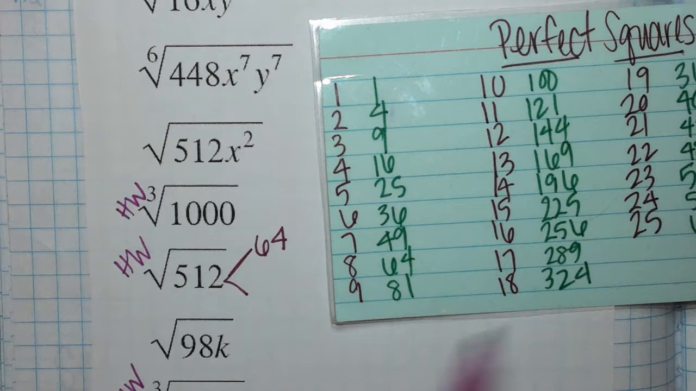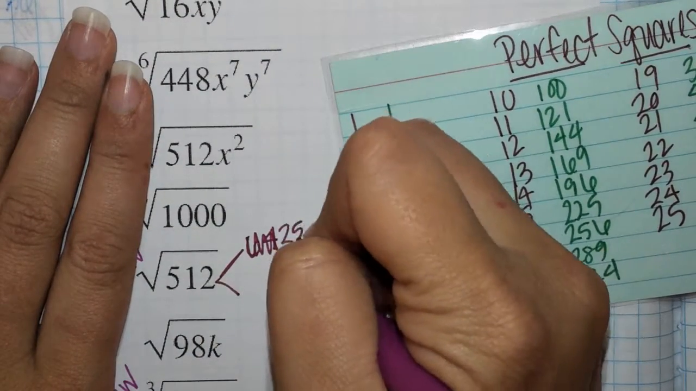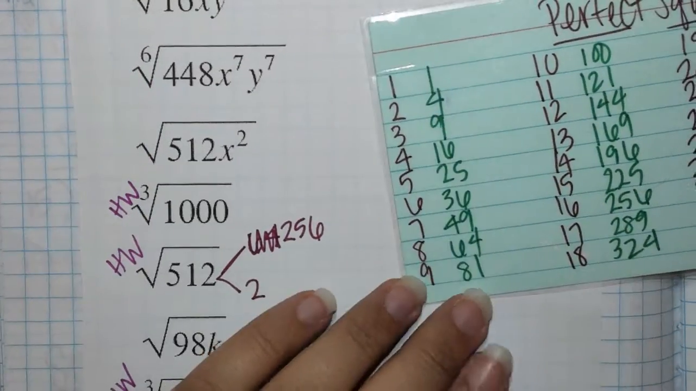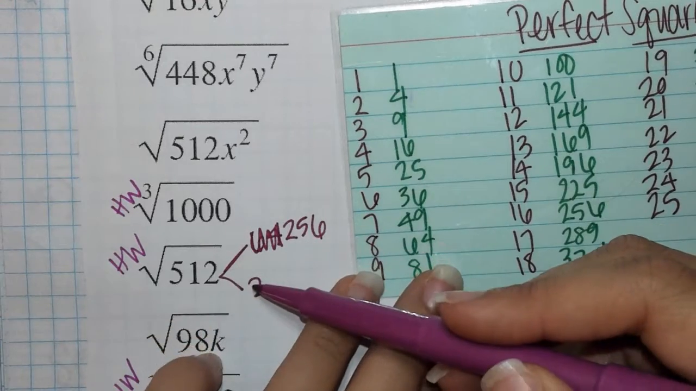Does 196 not work? Nope. All right, let's try maybe 256. That works? All right. So we're going to do 256 and 2. Does everybody see how we did that? We picked perfect squares and we divided until we got a whole number.